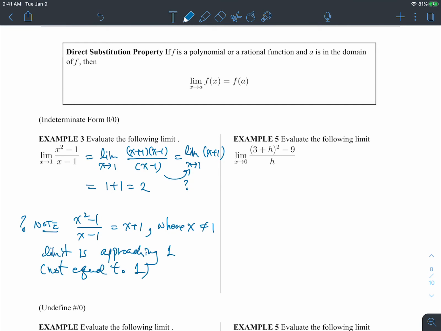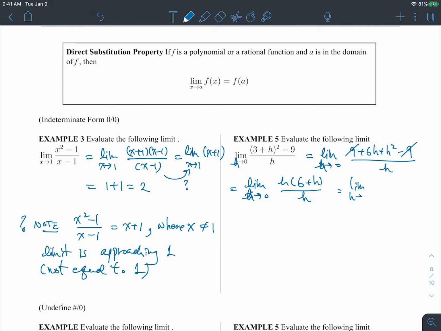So we have this over here. Let's expand it out. And when you do, that's 9 plus 6h plus h squared minus 9, over h. You know, this cancels, right? And then we could factor out the h in the numerator. I'm sorry about that. h times (6 plus h), over h. They cancel. So now it's the limit as h goes to 0 of 6 plus h. Now I could plug in for h directly, which yields 6 plus 0. Therefore, the limit is 6, right?